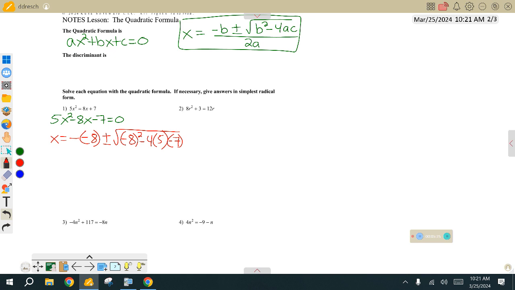Negative 7, right? All of that divided by 2 times what? 5. 2 times A, 2 times 5. That's our very first step. Can you correctly plug in the values? You've been doing that since 5th and 6th grade when you started learning how to plug in values for 5 plus x. It's just the next step here.